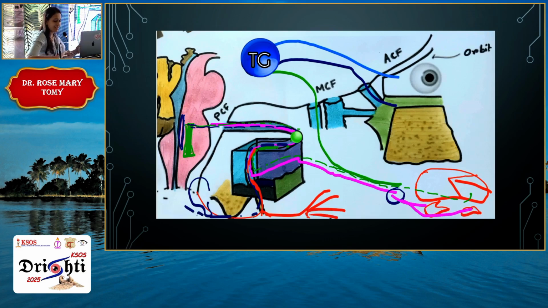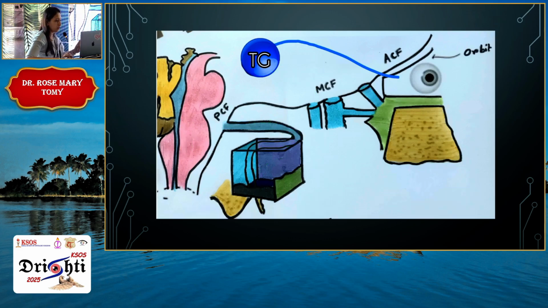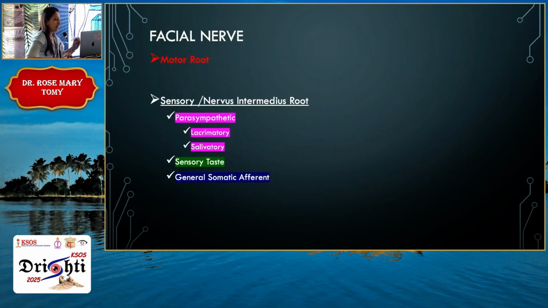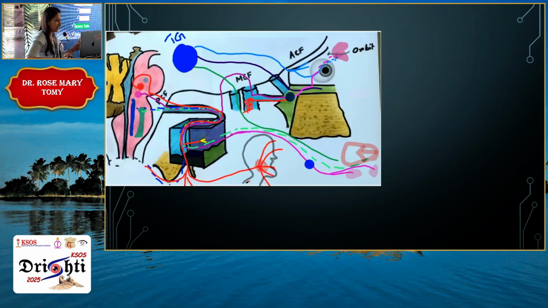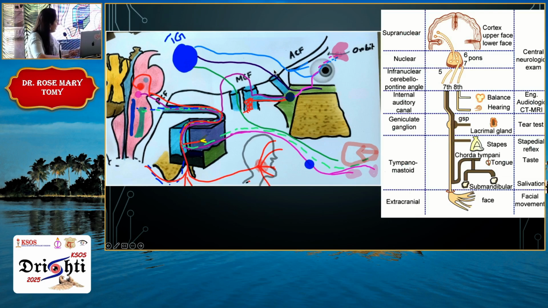So once this network is clear to us, we have seen what happens to the motor route, we have seen what happens to the parasympathetic fibers, sensory and general somatic afferent. Once this is clear, localization of the facial nerve lesion is very clear. Now if you look at the second chart, start from the bottom, extracranial. Any lesion here is going to affect the facial nerve muscles on one side only.